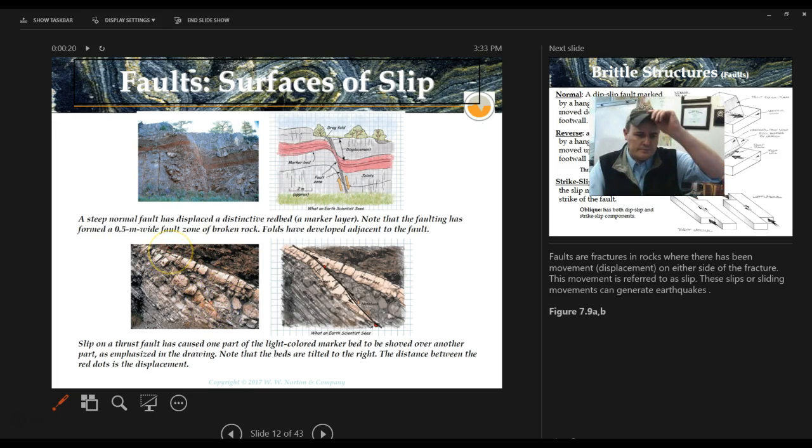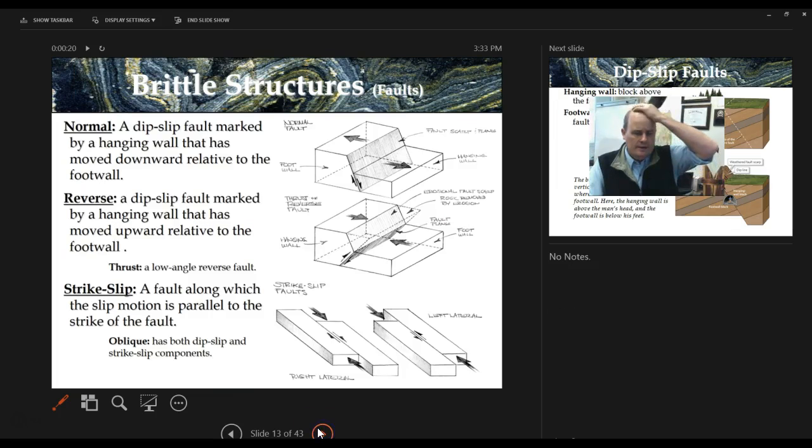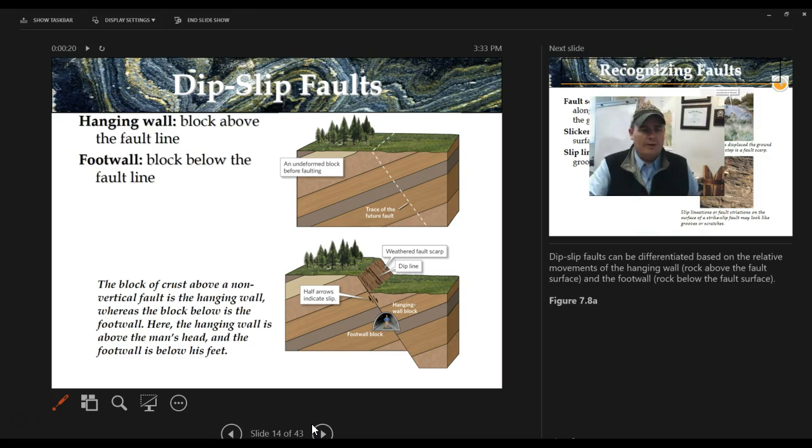So let's explain the differences between a normal and a reverse fault. To do that, I want to move ahead to this slide, and we'll come back to that other slide here. When we describe faults, dip-slip faults are the ones that move up and down relative to one another. And we have two different blocks in part of this fault.